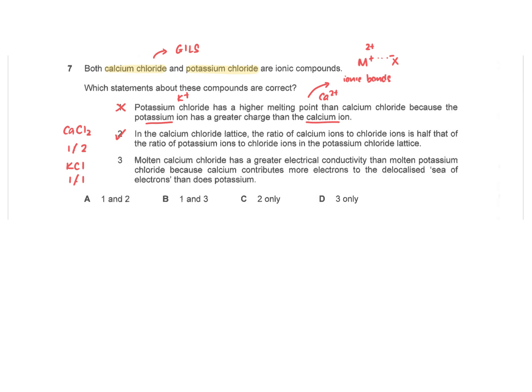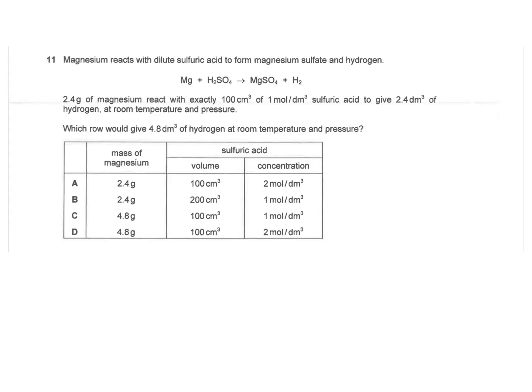3, molten calcium chloride has greater electrical conductivity than molten potassium chloride because calcium contributes more electrons to the sea of delocalized electrons. Now this is obviously wrong. Why? Because when we are looking at ionic compounds, the charge carriers are your mobile ions, right? So it has nothing to do with electrons. Electrons are your charge carriers when we are looking at the metal elements, for example, calcium or potassium. So the correct answer is 2 only.